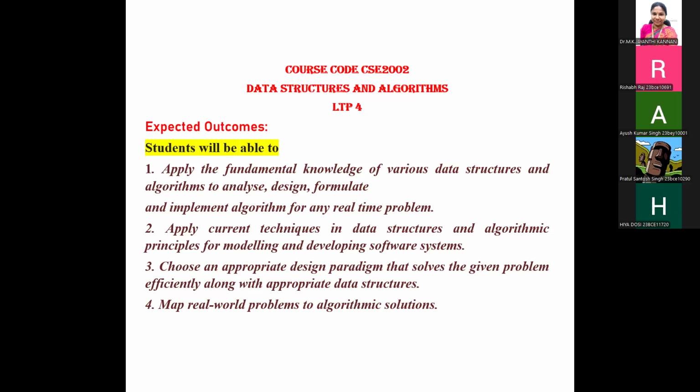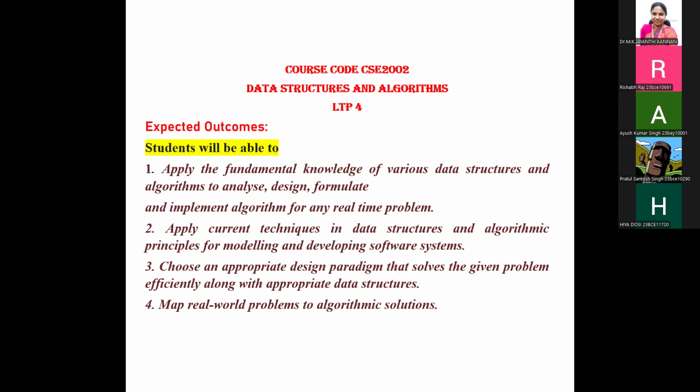The second outcome is to apply current techniques in data structures and algorithm principles for modeling and developing software systems. While creating any project, we need to use some algorithm or some core idea of computer science. For example, if you are doing an image processing project, what kind of algorithm and what kind of technique can we use to solve the problem, whether a linear approach, a divide and conquer approach, a coloring approach, a formula based approach or a graph based approach. That logic we will get from the algorithms.